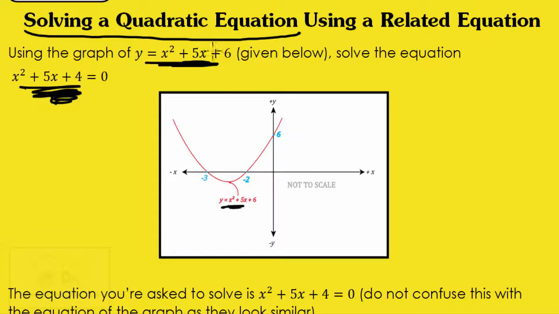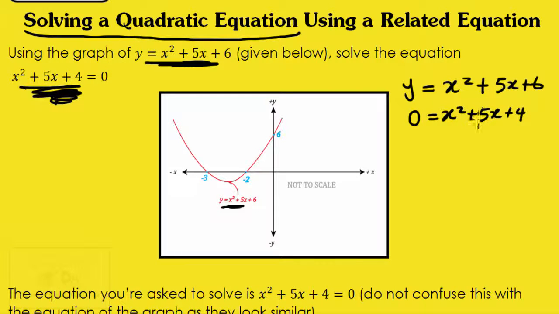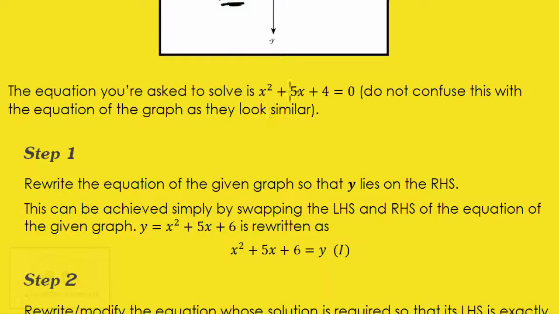How are they related? Well, let's write the equation of the graph. y equals x squared plus 5x plus 6. And the equation we're solving is x squared plus 5x plus 4 equals 0, which is the same thing as 0 equals x squared plus 5x plus 4 if you just swap the left and right hand side. As you can see, these two equations are similar, and that's where the whole related thing comes from, because these two equations can be related to each other. How? Well, here's the procedure. You're asked to solve this equation, and it looks similar to the equation of the given graph, but this is the equation you're asked to solve. So do not confuse it with the equation of the graph.